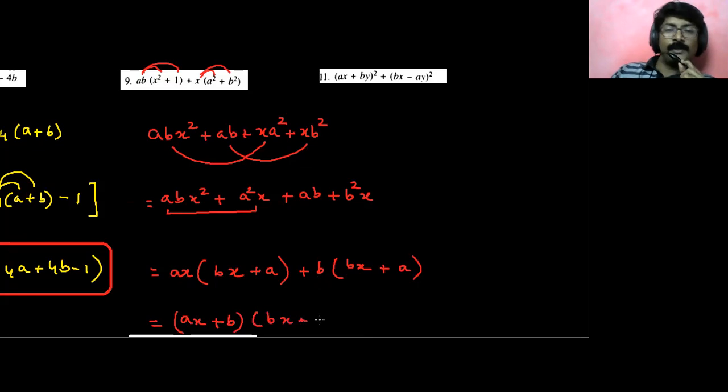I hope you got that. Some people will write bx plus a in the first bracket and ax plus b in the second bracket. Doesn't make any difference because 2 into 3 and 3 into 2 is one and the same thing. So simple, isn't it? Super duper easy kind of things, guys. They are very simple sums, guys.